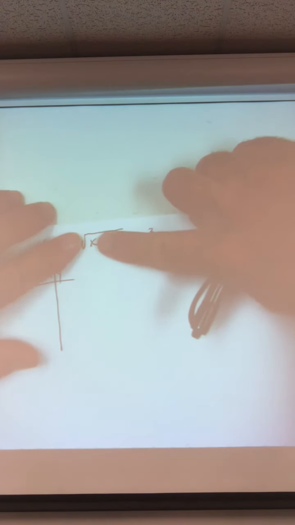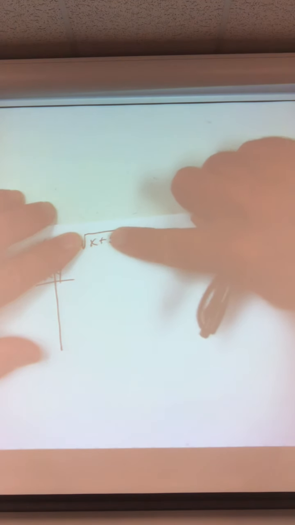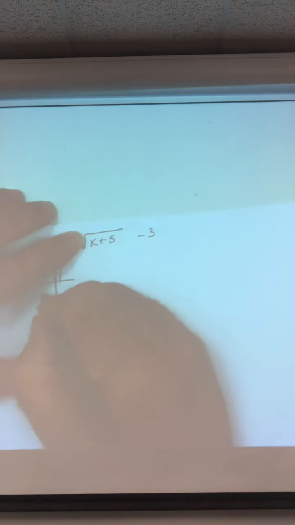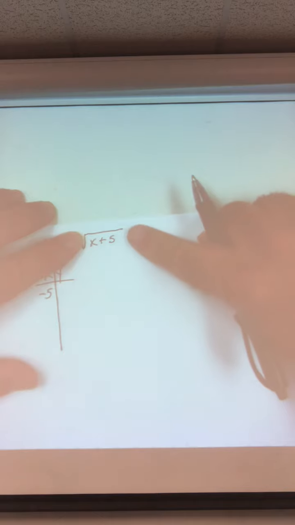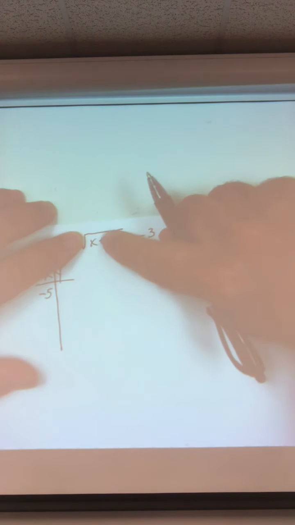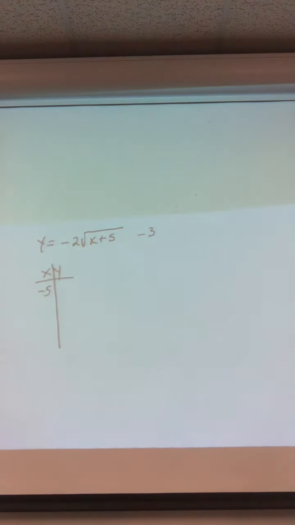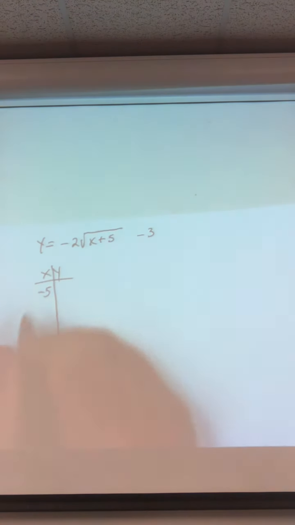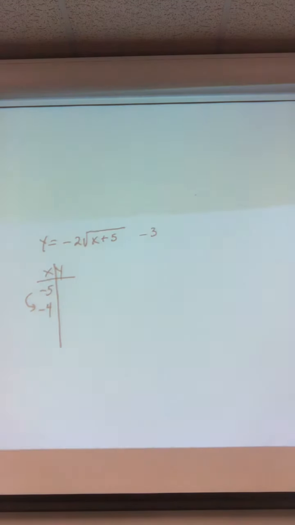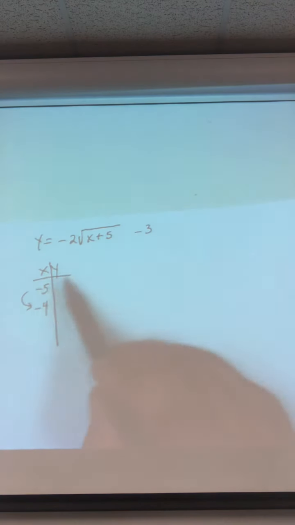If this was just the x, we'd start at 0. But it's not. It's x plus 5. So our first x value, we take the opposite of this. Now, if that had been an x minus 5, this would be a plus 5 right here. Now, that's the only number you need to know. All right, how do we get to the next number? You go one bigger than this, -4. That's all you need.